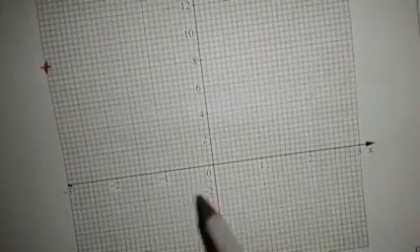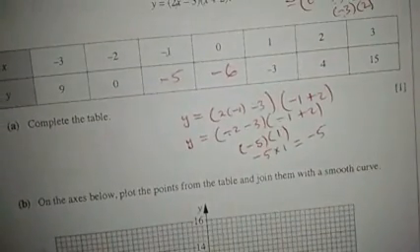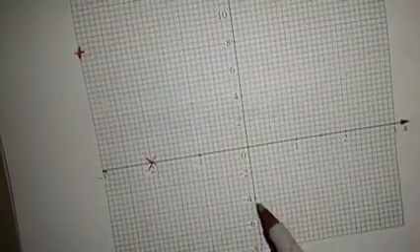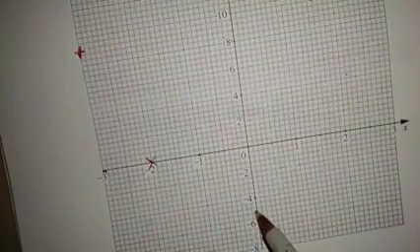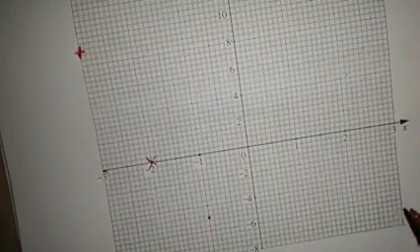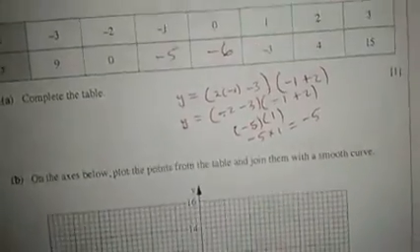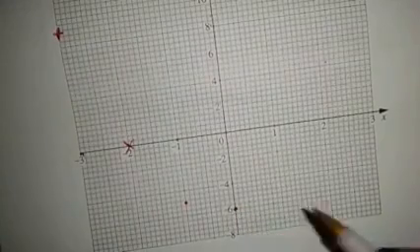Minus 2 and 0. So this is minus 2 and 0. Then minus 1 and minus 5. So we have minus 1 for x and minus 5, which is between minus 4 and minus 6, 2.5 boxes. So we are looking at this point. Then we move on to 0 and minus 6. This is 0 and this is minus 6 here.